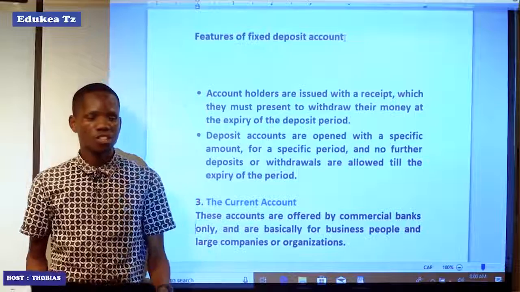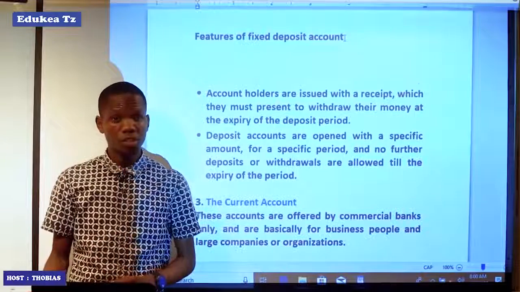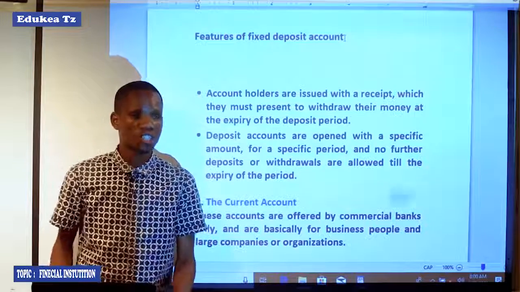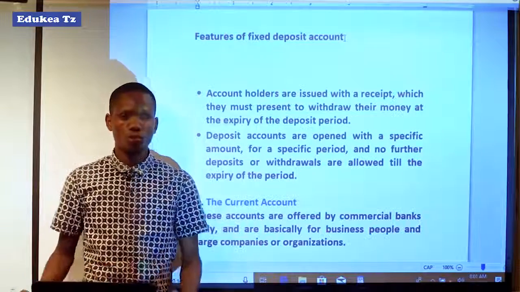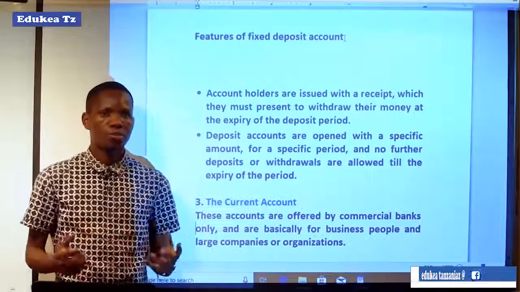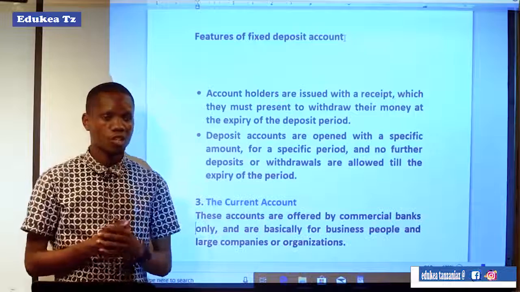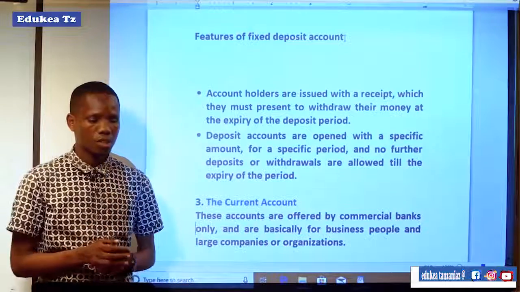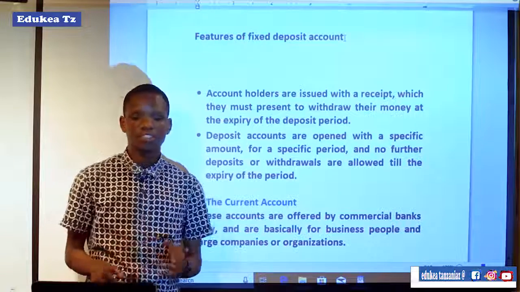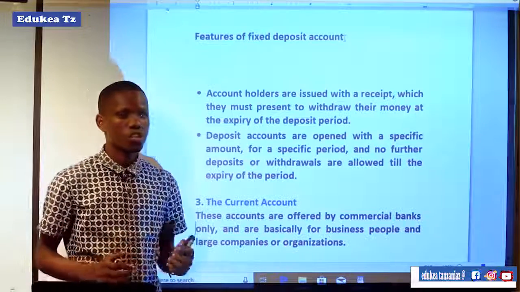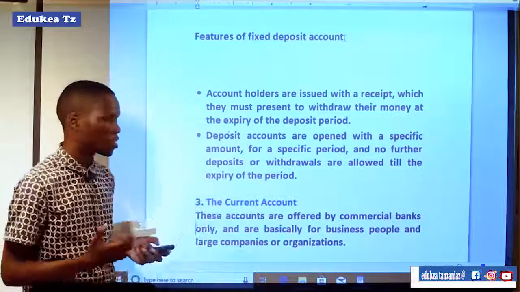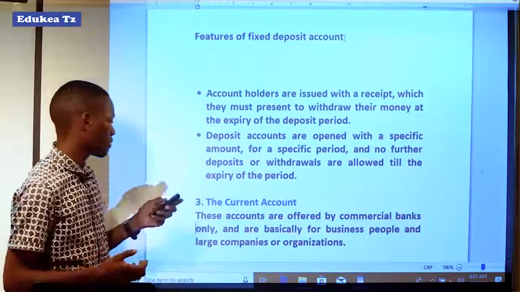We are proceeding with our subject of economics, in our topic of financial institutions, in our subtopic of commercial banks, and here we are looking at the different types of accounts offered by these commercial banks in East Africa. We are proceeding with the features of the fixed deposit account as we discussed in the last session, but now we are concluding these features, then we proceed with the next part.